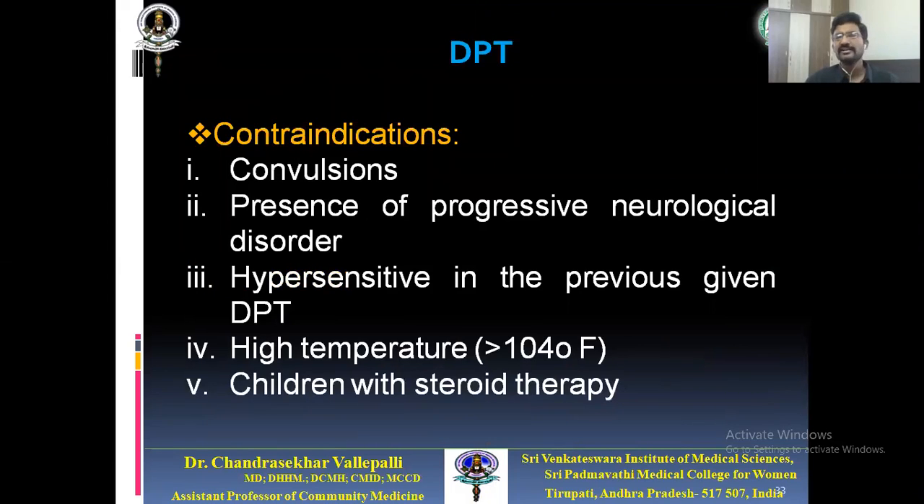So what are the contraindications, when should we not give it? When the child is having convulsions, or presence of a progressive neurological disorder, or hypersensitivity to a previously given dose of DPT, or high temperature, that is fever more than 104 degrees Fahrenheit, and when the child is on steroid therapy for various medical causes, right?